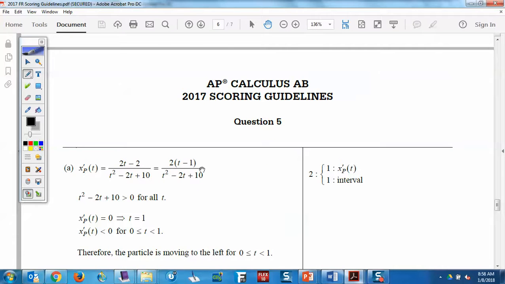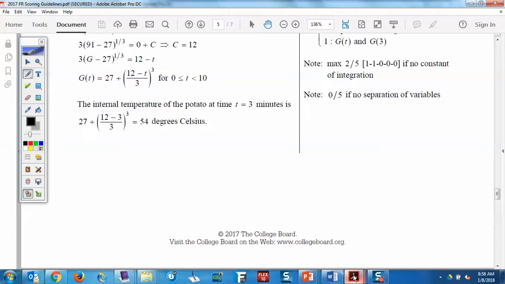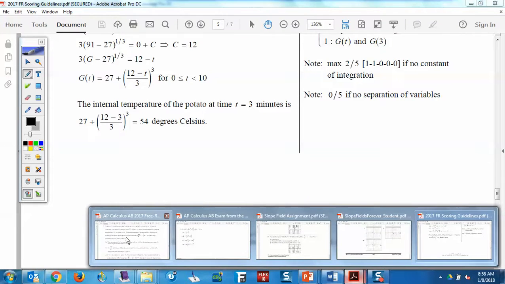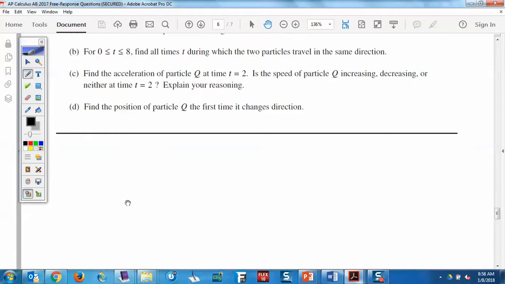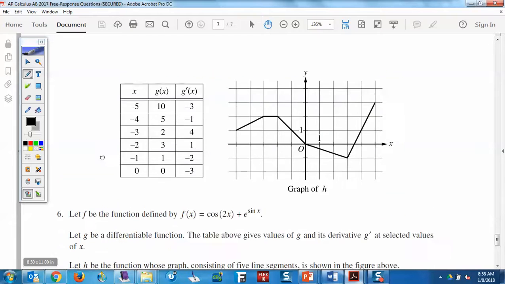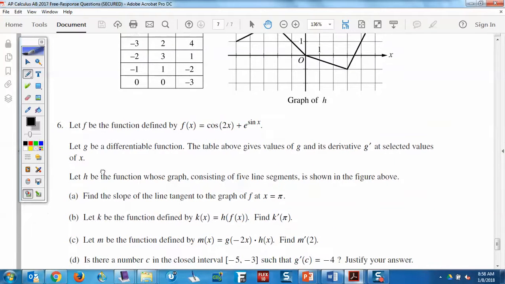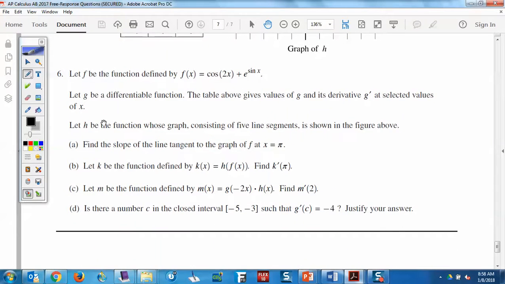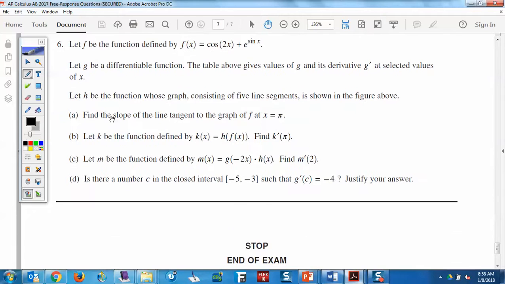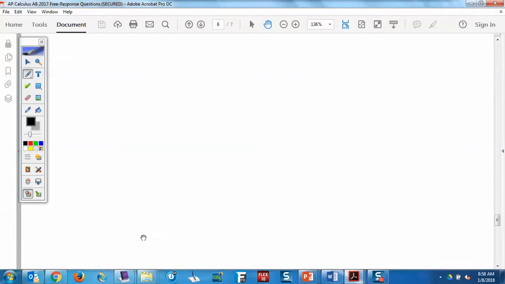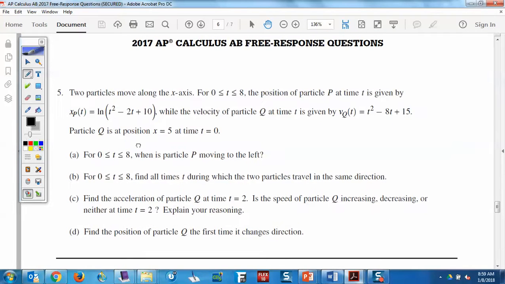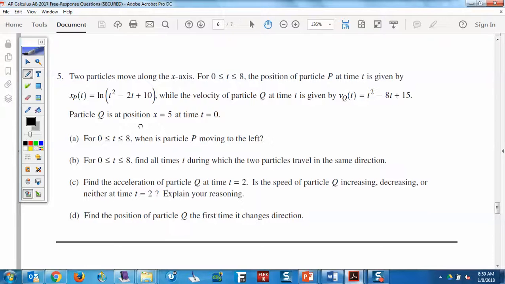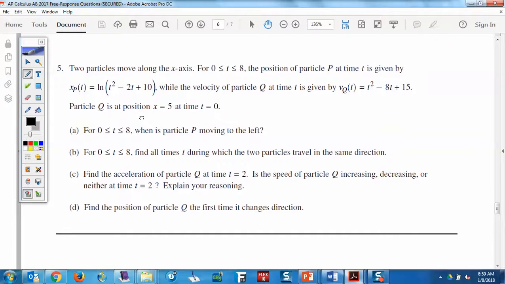Okay, let's move along here. Just got time. Let's see. There's 2 more. What would be better? Let's do this one. Okay, this is no calculator. This one we can do.